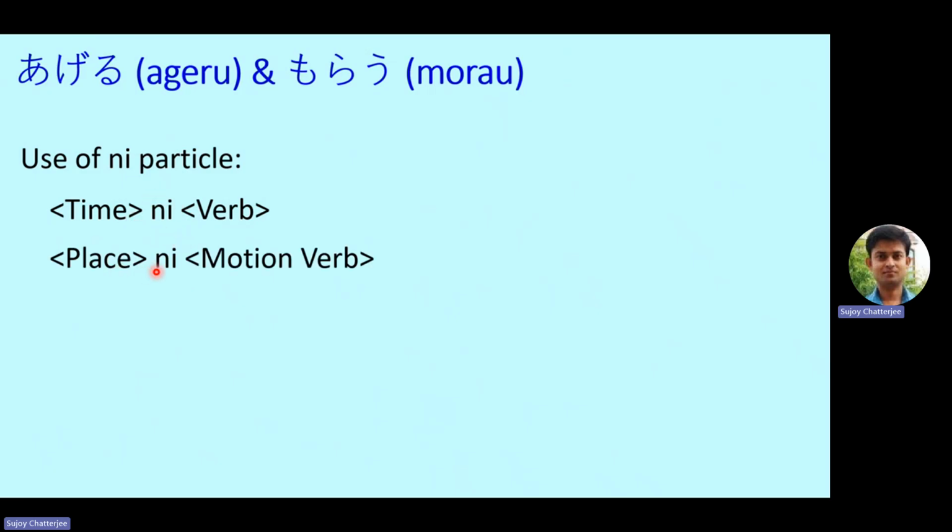Next is place ni motion verb. That means Tokyo ni ikimasu, or kino watashi wa Tokyo ni ikimashita. That means yesterday I went to Tokyo. So place followed by ni. Here you can also use the e particle. Tokyo e ikimasu is also valid. Tokyo ni ikimasu is also valid.